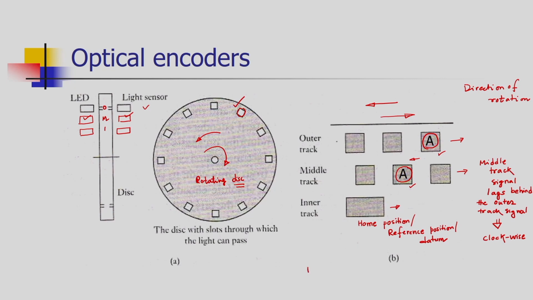So when middle track signals are leading, then we are getting anti-clockwise rotation. So there are many advanced versions of optical encoders used in automation, but this is the very basic and simple configuration.